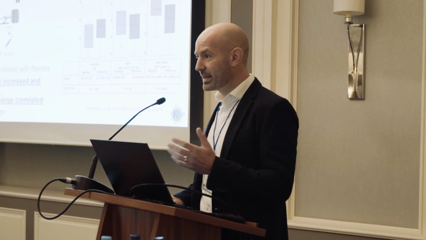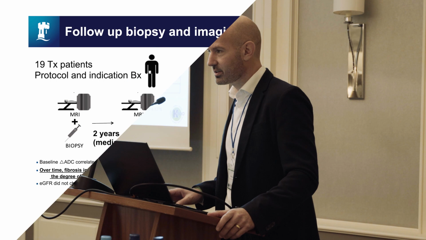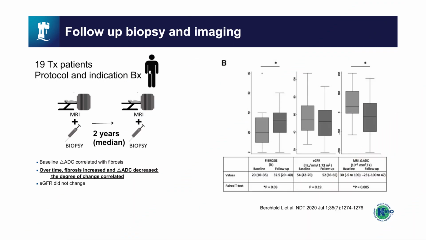The same group have also performed the only study that I'm aware of in which there's been repeat imaging and repeat biopsy. For obvious reasons, this is a small number of patients, and it's in transplant patients. But I think the results are interesting. So again, they're looking at delta ADC as the MR measure. And over time, they see an increase in the fibrosis score on kidney biopsy. And that's matched with a decline in the delta ADC value. So those two changes correlate. And that occurred in the setting when there was no detectable change in eGFR.